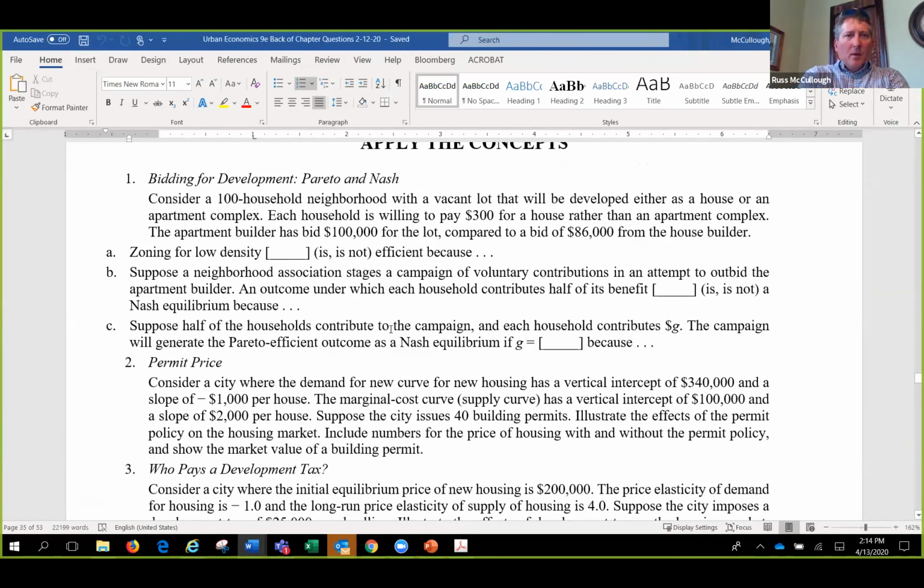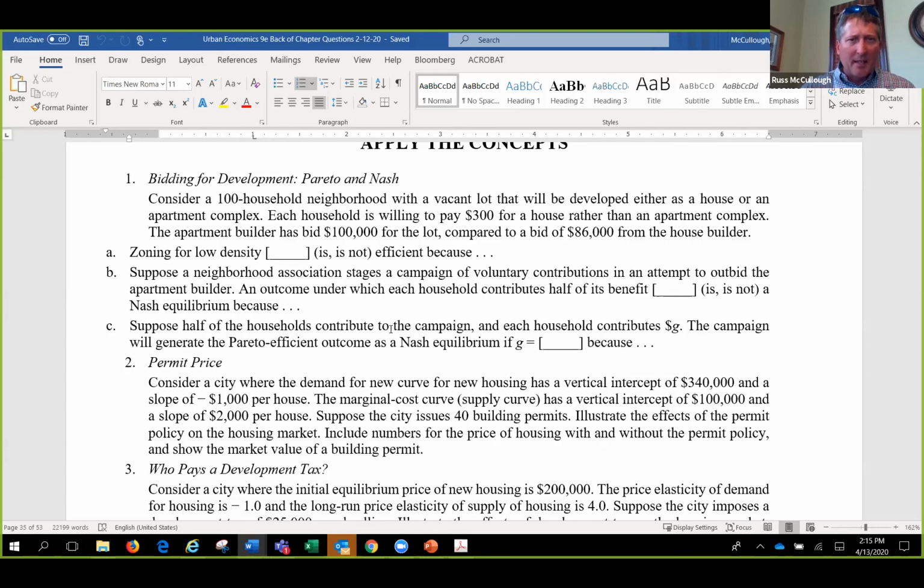Okay, so consider a 100 household neighborhood with a vacant lot that will be developed either as a house or an apartment. Each household is willing to pay $300 for a house rather than an apartment complex. The apartment builder has bid $100,000 for the lot compared to a bid of $86,000 from the house builder. All right, so skipping down to part C, suppose half, well, maybe I don't want to do that.